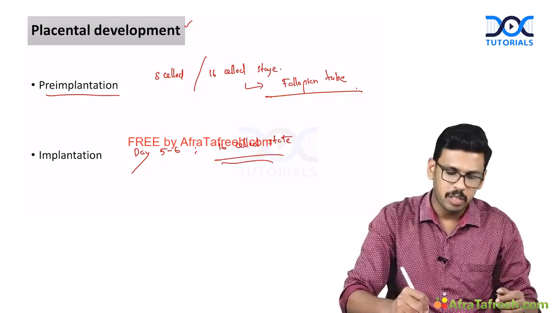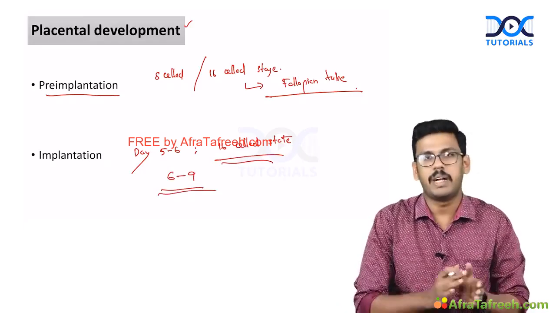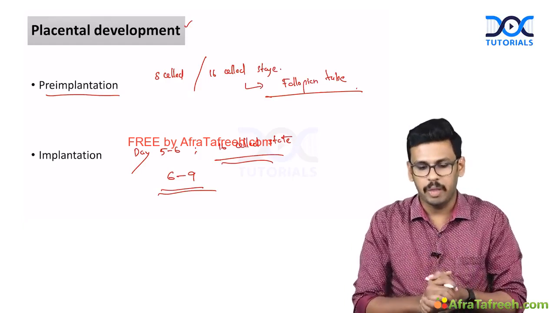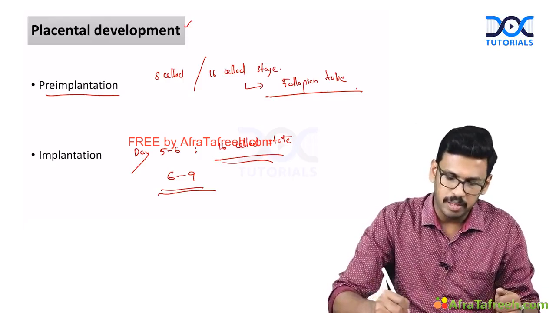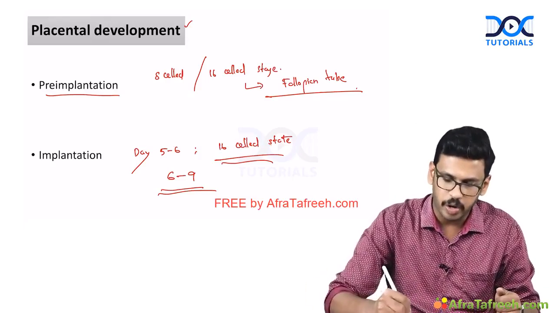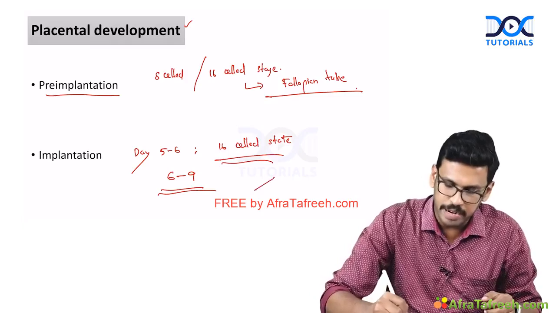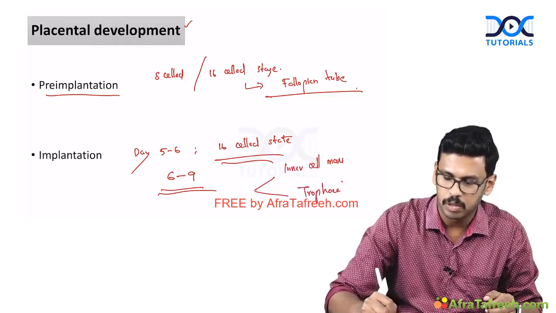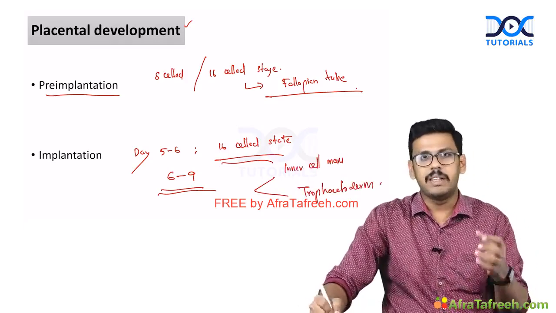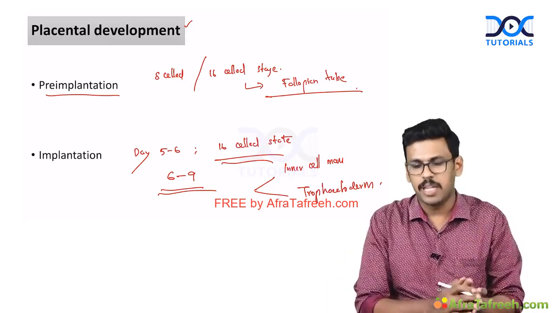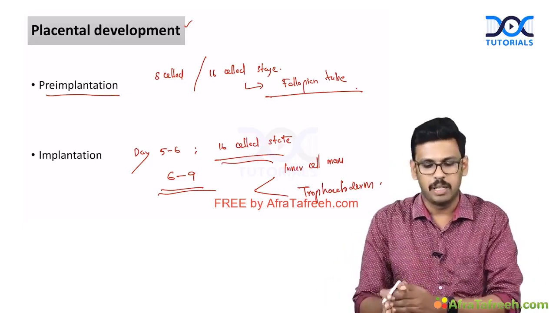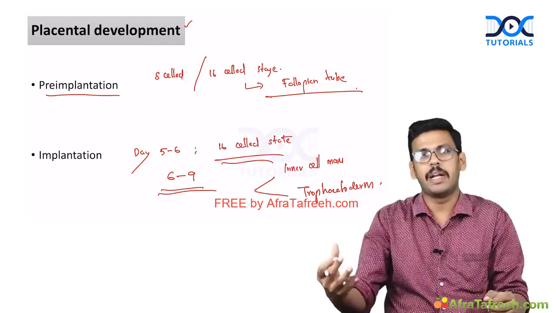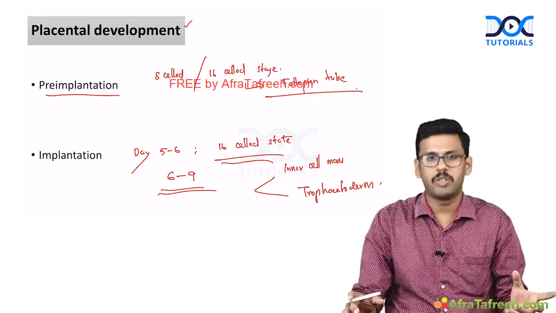So the implantation occurs between day 6 and 9 post-fertilization. At that time the fertilized ovum or the zygote has two distinct areas, which are the inner cell mass and the trophectoderm. Of these, the inner cell mass later develops into the fetus and the trophectoderm develops into the placenta. So that is when the implantation occurs. And this trophectoderm further divides into cytotrophoblast and syncytiotrophoblast.